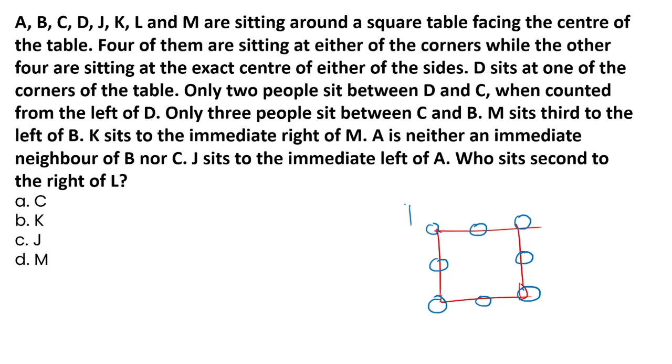Okay, only two people sit between D and C. Two people sit between them, so the gap cannot be one person. What is the number between 1 and 4? Two and three. Two numbers are between 1 and 4.